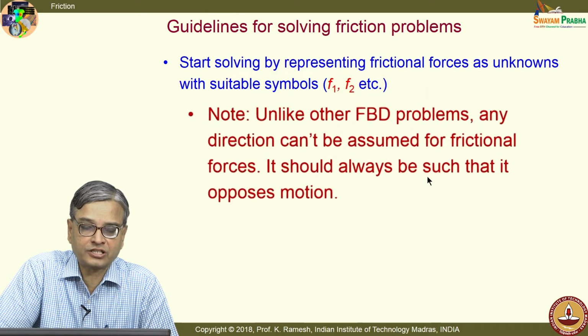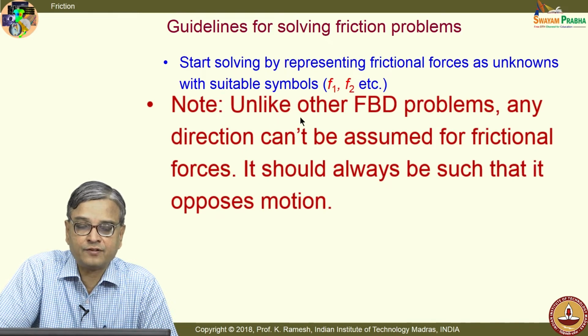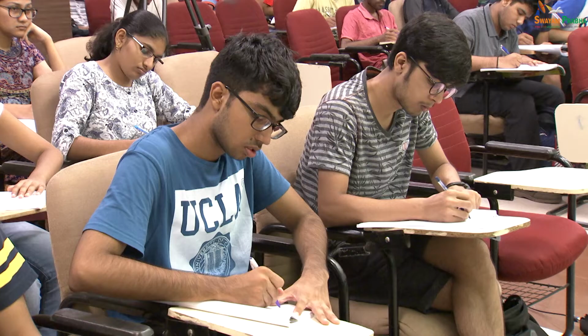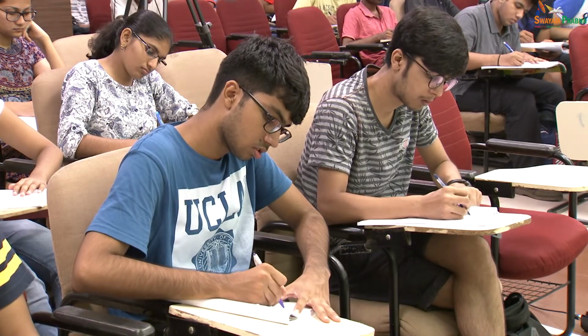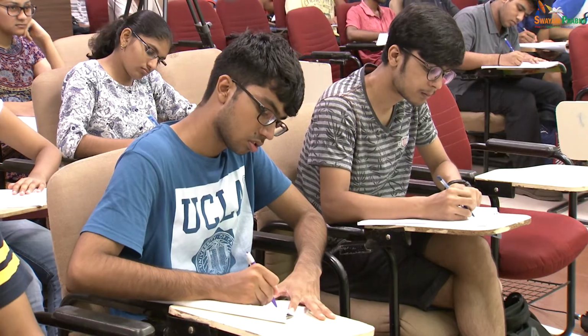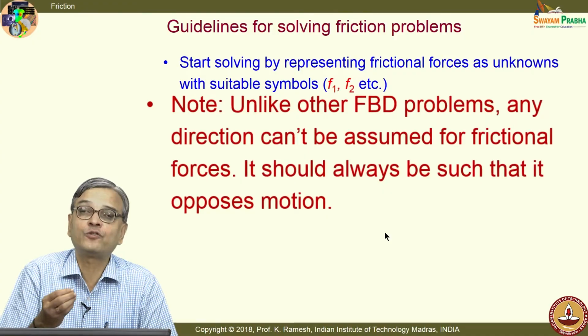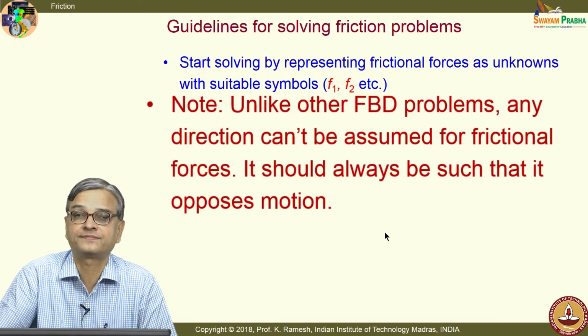So, this is again a caution, I have told you many times. Unlike other free body diagram problems, any direction can't be assumed for frictional forces. It should always be such that it opposes motion. It's very, very important. Otherwise, you are solving altogether a different problem. All your effort in doing the simplification will go to waste if you rush through in putting the frictional forces.